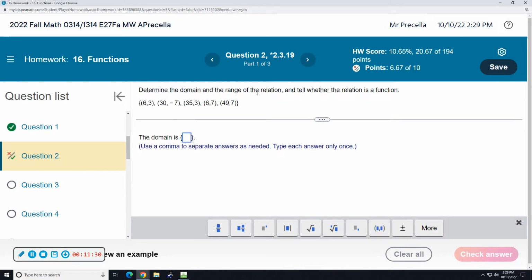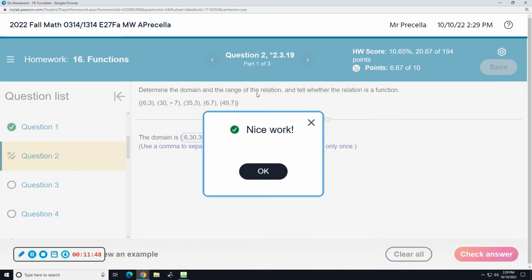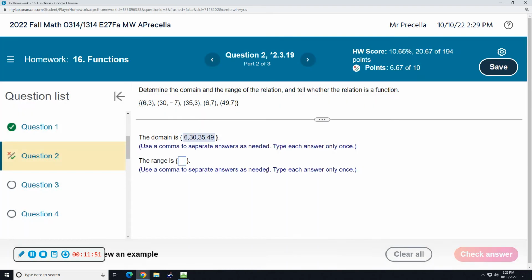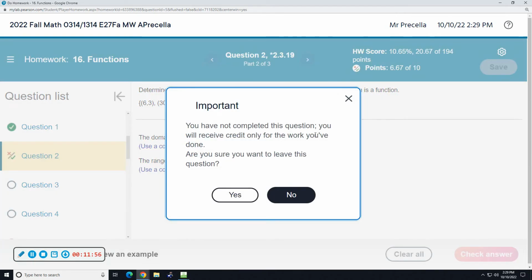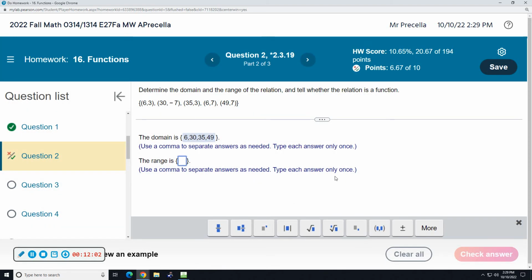Okay. I'm redoing it. 6 with different numbers. I'm writing up the x values. Why did I click yes on that? 35. 6 I've already done. 49. Now I'll list the y values. 3, negative. Oh, wait. Do you want to leave this question? No. What did I click? Oh. 3, negative 7. I've already listed 3. And then positive 7.